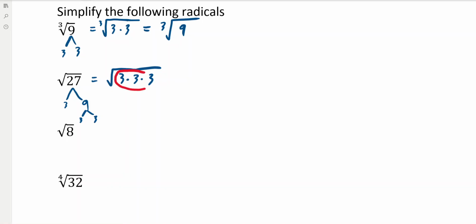Now what we can do is, because it's a square root, which is an invisible number 2 there, we are going to take 2 of our numbers, and we're going to put that outside, and we're going to keep the leftover number inside. So just so that we're all clear, this number ended up here, and this number ended up here.